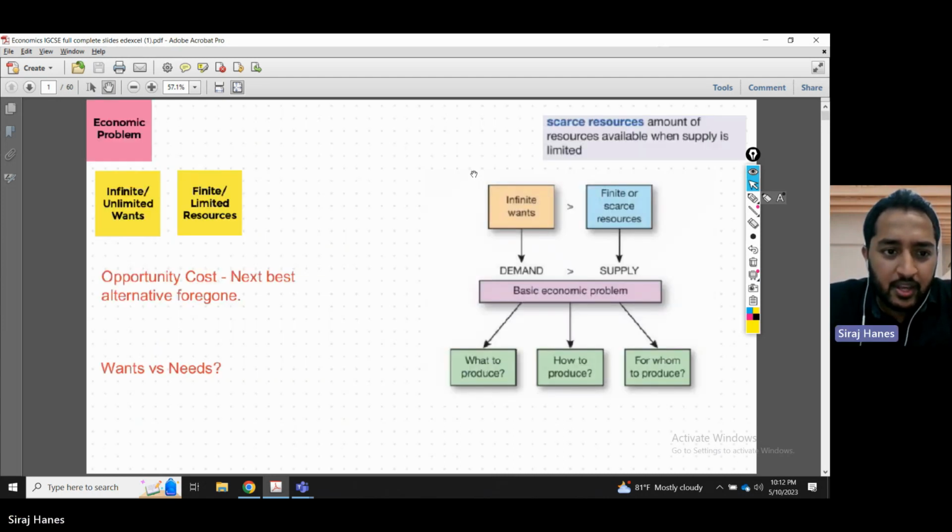Now that we know what our resources are, we know that these resources are scarce. That means they're limited in supply. So when they are limited in supply and we have infinite wants, meaning unlimited wants, we want everything. If we have more money, we demand even more. So with these infinite wants and these finite or limited resources, there comes a problem. That is the basic economic problem.